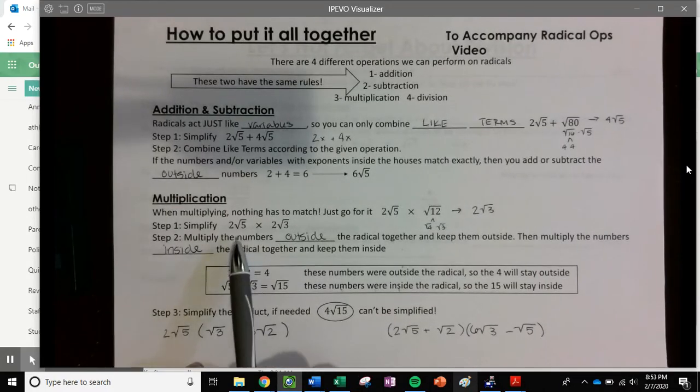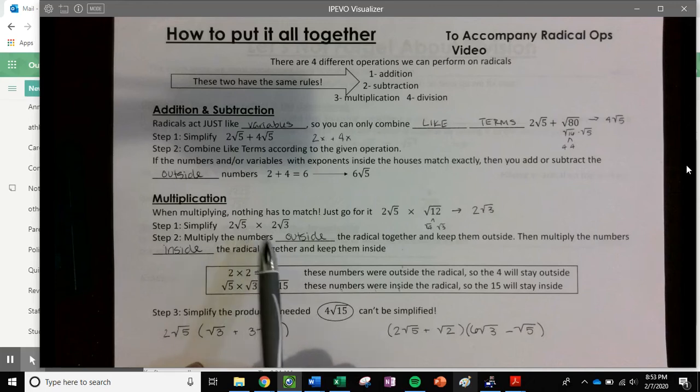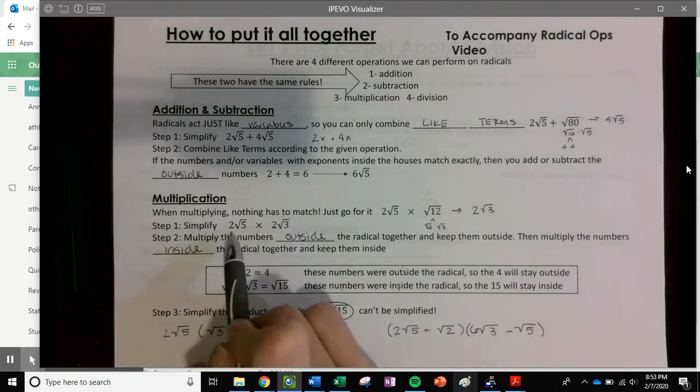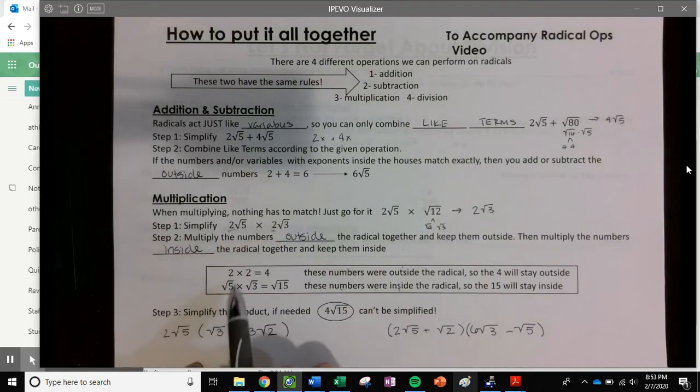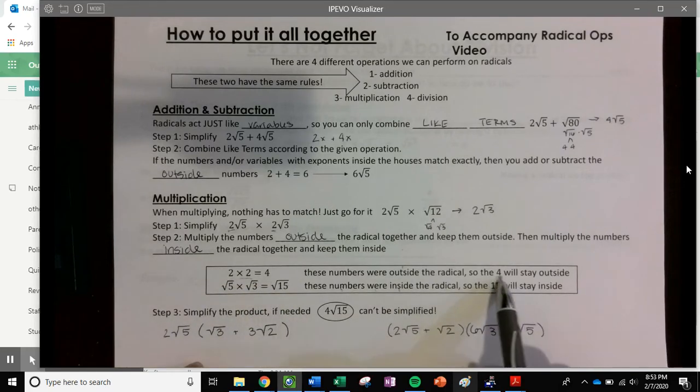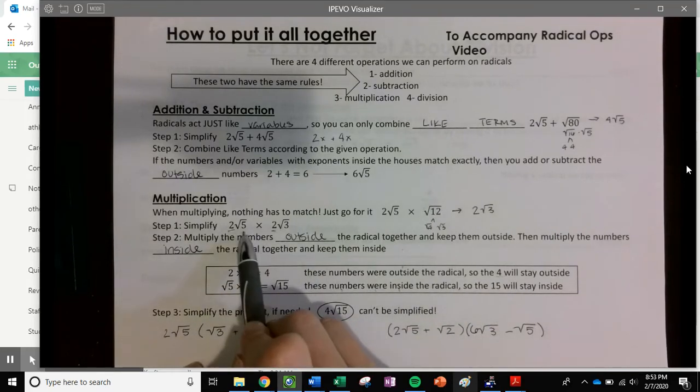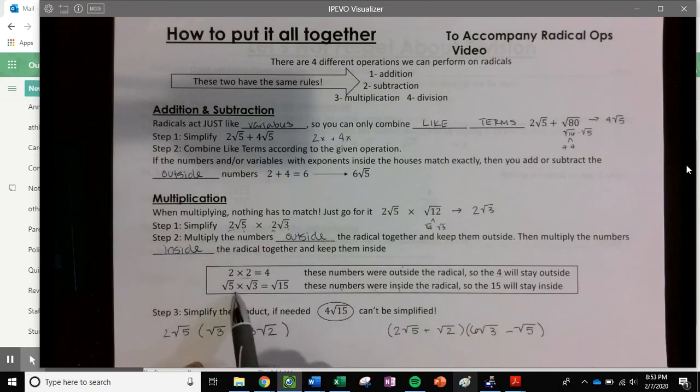So in this case, if we're working with 2 square root 5 times 2 square root 3, then the 2's that are outside get multiplied together. These numbers were outside the radical, so the 4 will stay outside. And then the numbers inside, the 5 and the 3, they get multiplied together. These numbers were inside the radical, so 15 will stay inside.